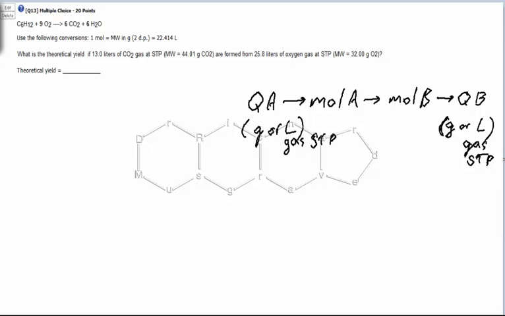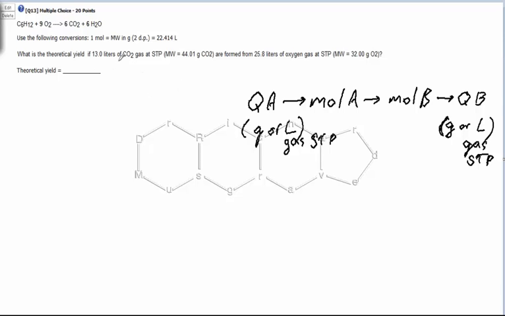Here we've got another theoretical yield type problem, and looking at the question it says what is the theoretical yield if 13.0 litres of CO2 gas are formed from 25.8 litres of O2 gas. Now in this situation you're obviously not going to just start with whatever number you see first. As with any other theoretical yield problem, what we've always got to start with is the reactant, and the reactant in this case is O2 and the product is CO2.